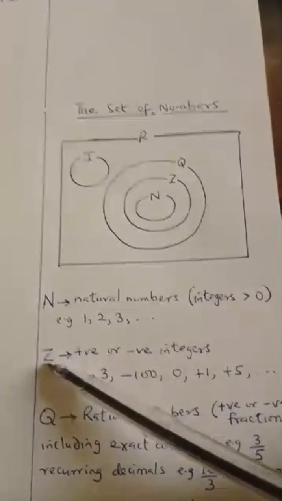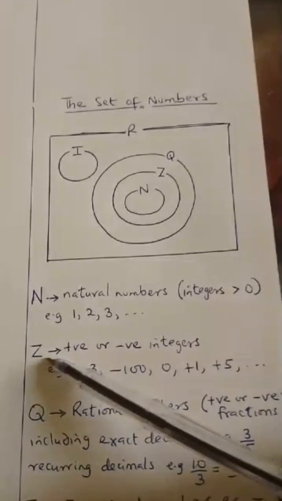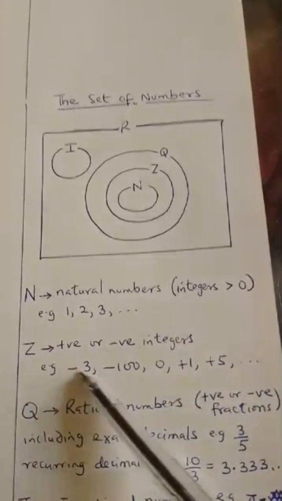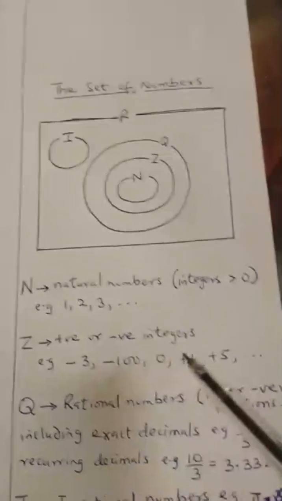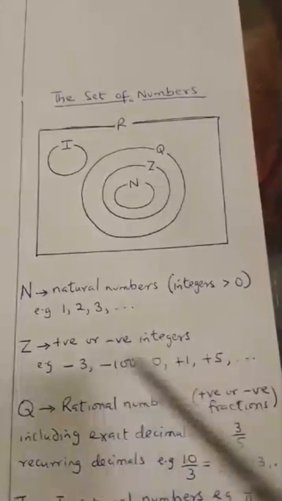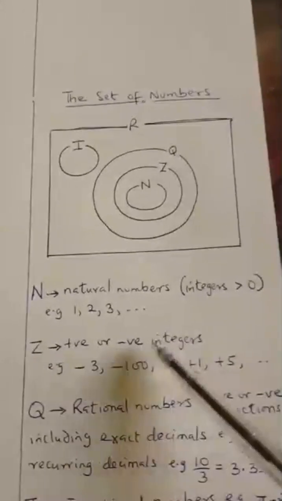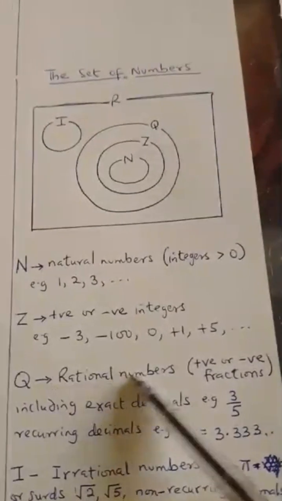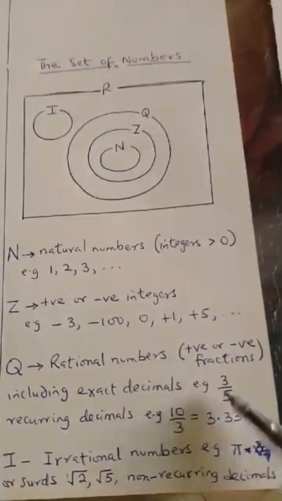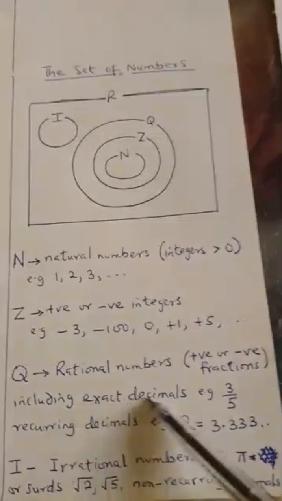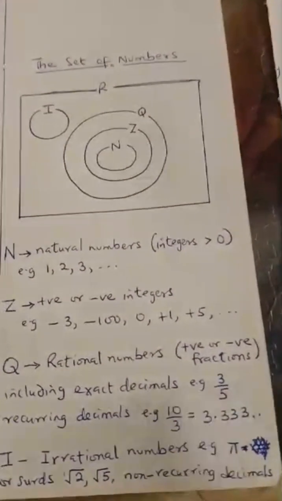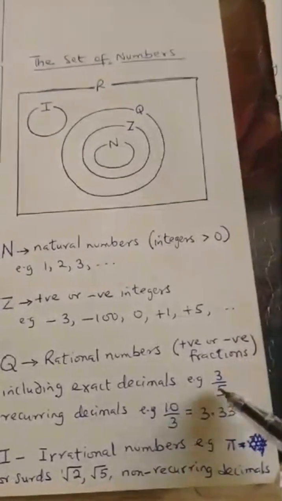Then we have the set of integers, Z, positive or negative integers. It could range from minus 1 million to minus 100, 0, plus 1, plus 5. Q is the set of rational numbers, positive or negative fractions, including exact decimals like 3 over 5, which gives you exactly 0.6, or minus 3 over 5.